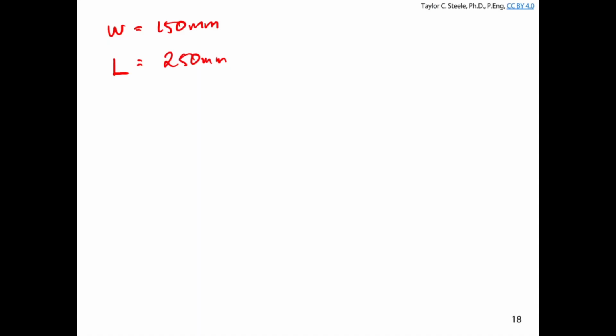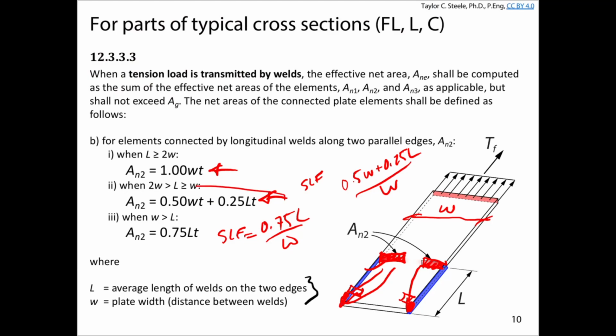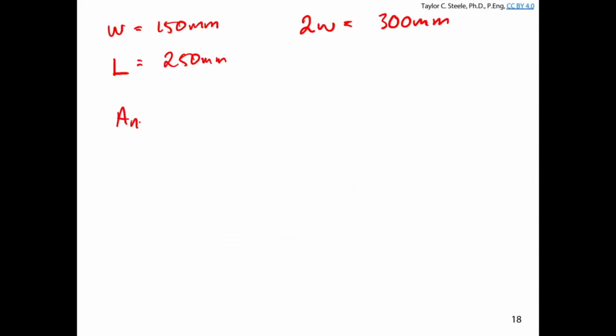So basically we've got a weld that's somewhere between W and 2W, which would be 300 millimeters, right? So it's not less than W, it's not greater than 2W, and so we fall under this case here. We've got a situation where it's longer than W but shorter than 2W, so we're going to calculate AN2 as a half WT plus 0.25 times LT. So ANE for us here is equal to AN2, which is equal to 0.5 WT plus 0.25 LT.